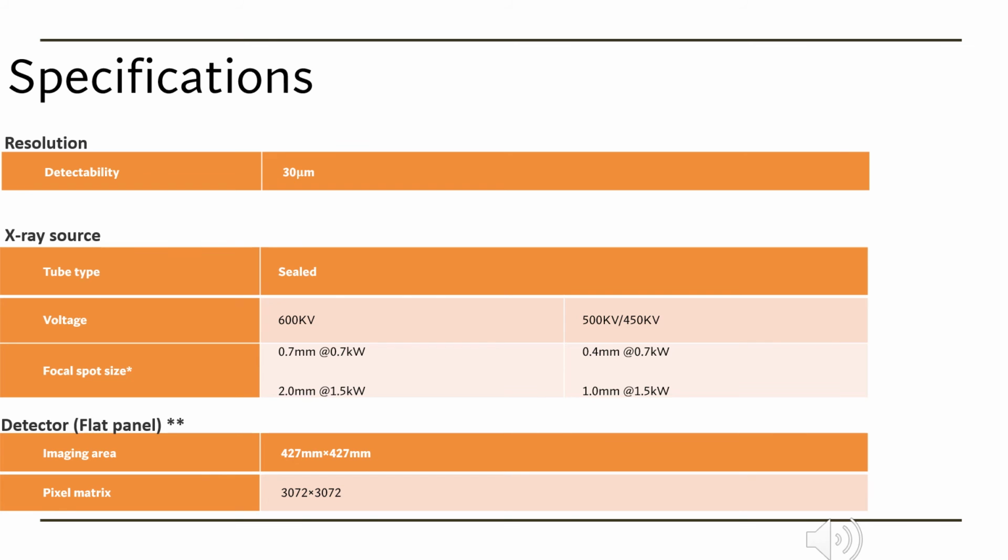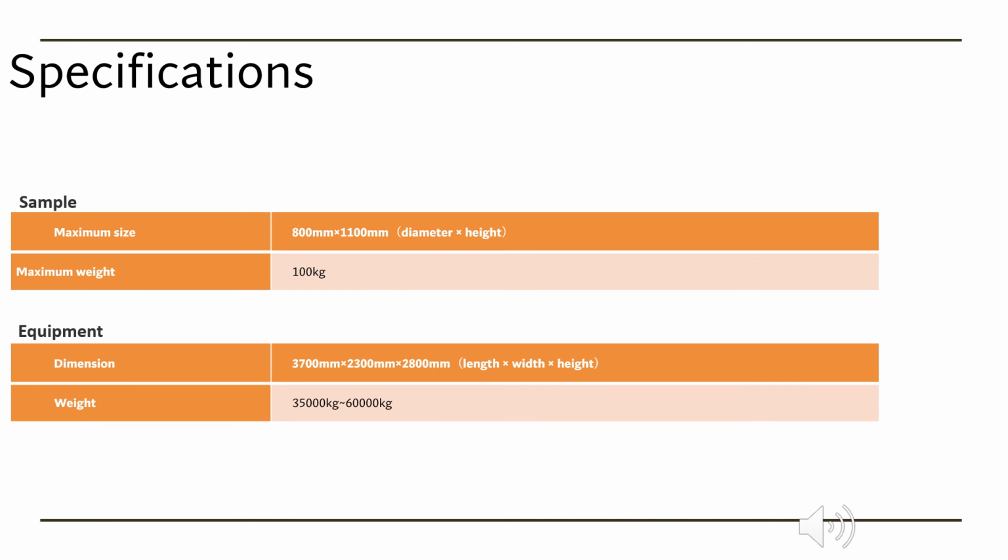The sample and equipment sizes are in the next slide. The sample maximum size is 900 millimeter by 1100 millimeter, which is diameter and height. Maximum weight is 100 kilogram. Dimension for the equipment is 7300 millimeter, 2300 millimeter, 2900 millimeter, which is the length, width, height. The weight can be from 35,000 to 60,000.